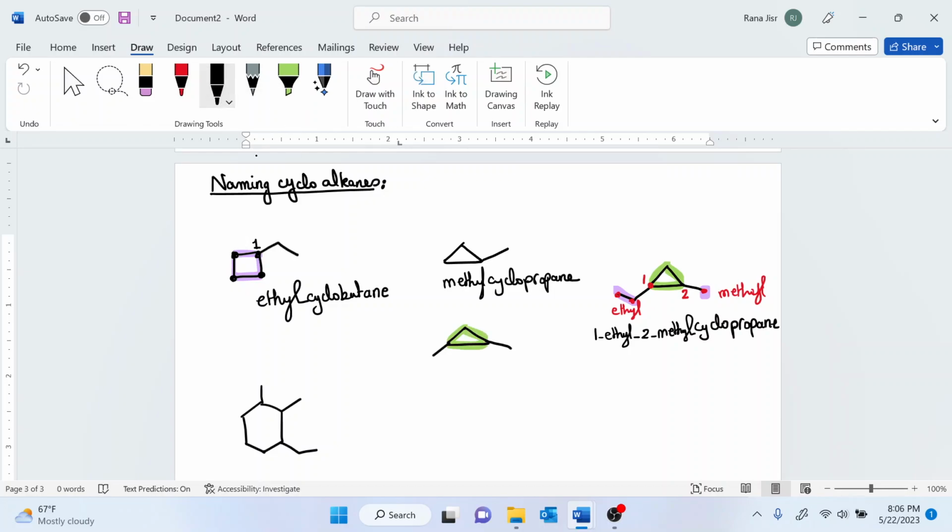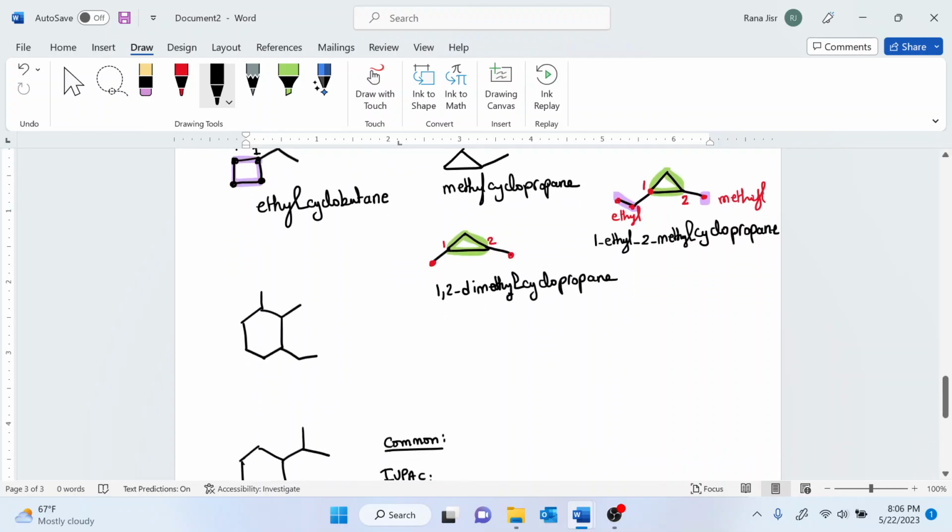So your ending is going to be a cyclopropane. Now, since my 2 methyls here are the same, I'm just going to go ahead and group them together, give them the lowest number. Because they are the same, I'm going to use the prefix di. So it's going to be 1,2-dimethylcyclopropane. Now, if you have a cycle with 3 substituents, this is a tri-substituted cycle.